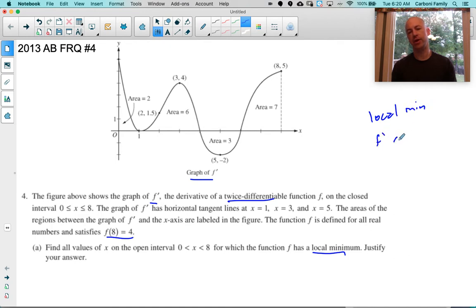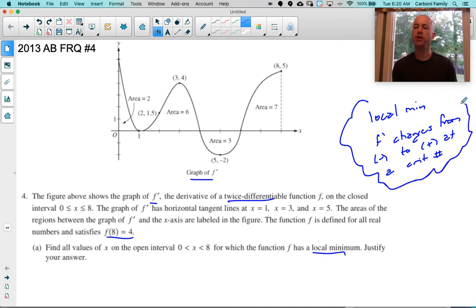that f prime changes from negative to positive at a critical number. Must be a critical number. Okay, so that's your game plan. A local minimum, that should be your first thought. You can use the second derivative to justify a local minimum. However, the first derivative test is your most commonly used approach.